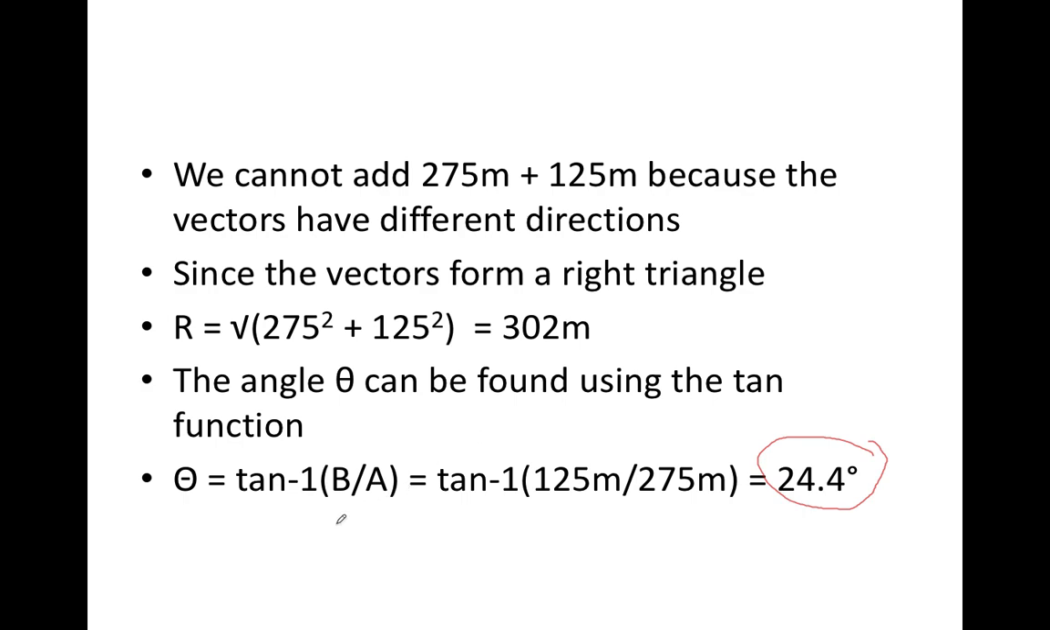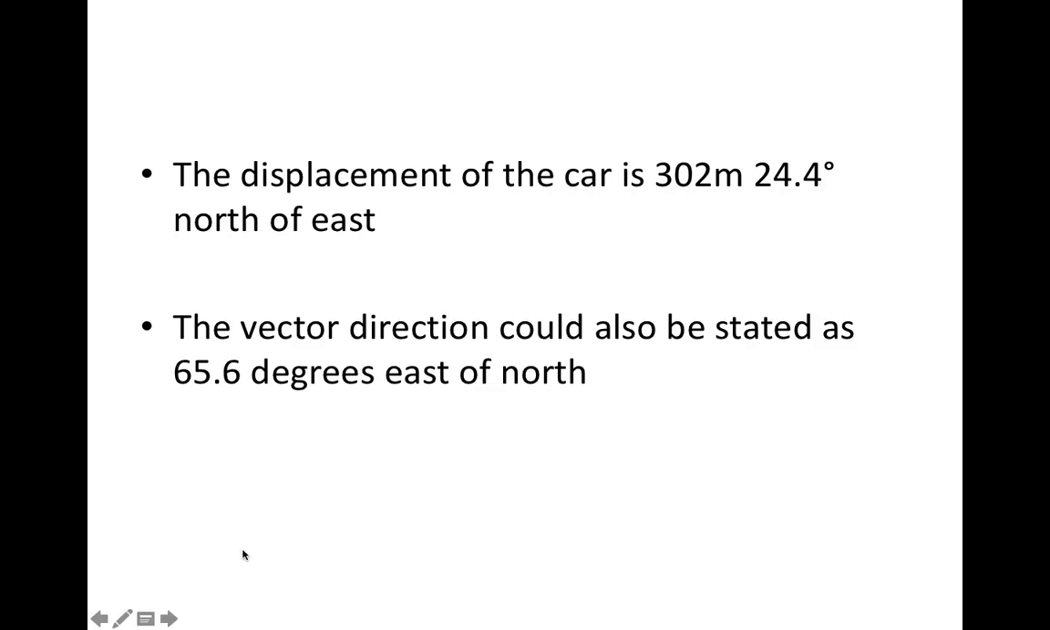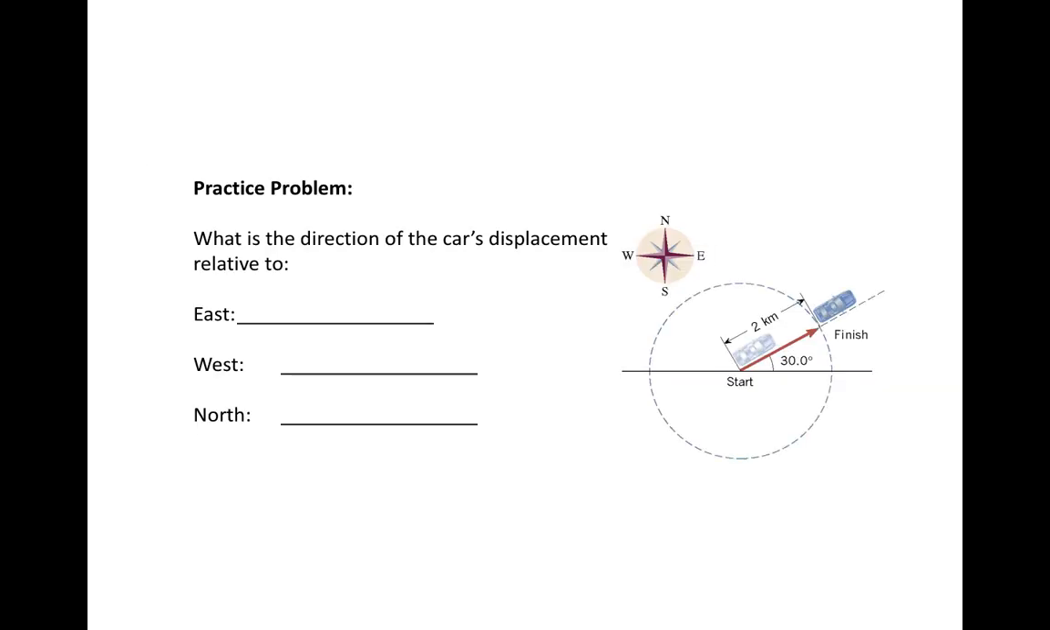And then we have to give a specific direction relative to east or north. So we say the displacement of the car is 302 meters, 24.4 degrees north of east. The vector direction could also be stated as 65.6 degrees east of north. So there's more than one way to say the direction. It depends on what you are finding the direction relative to. Are you finding it relative to east or relative to north?